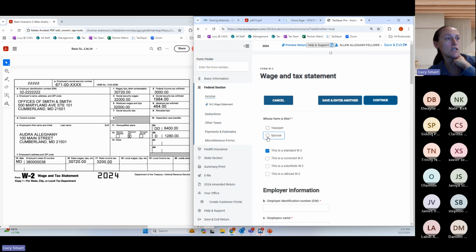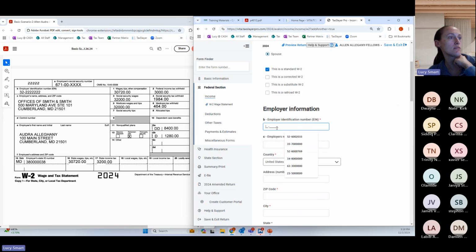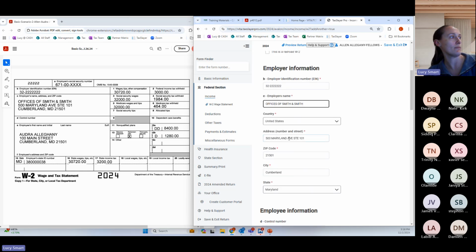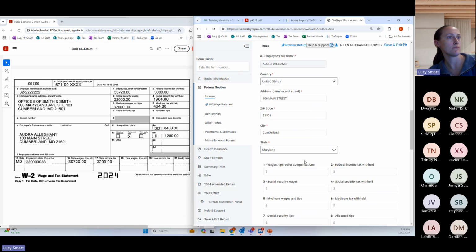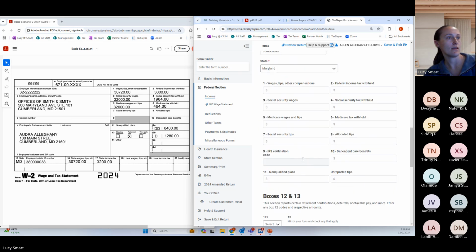This one is for Audra. So we choose spouse. And then we're going to enter her identification, the office's identification number. We've got another automatic pop-up, and it's correct, so we're good. Her information is correct. Then we enter boxes 1 through 6. Her box 1 is $3,720.